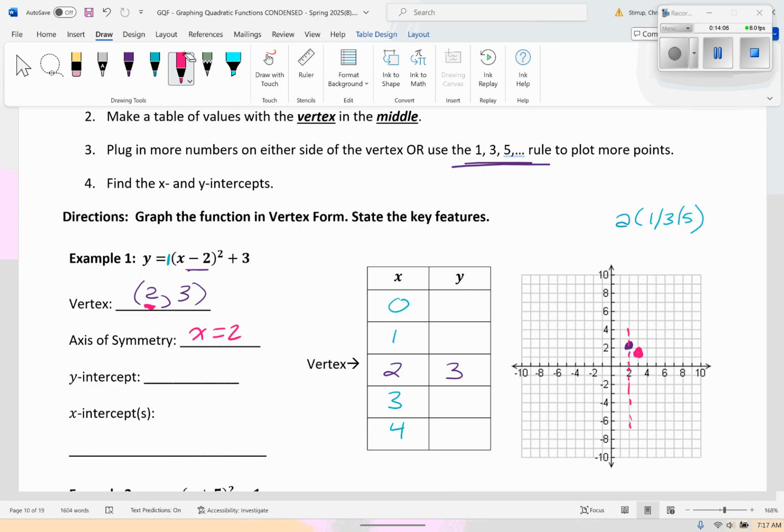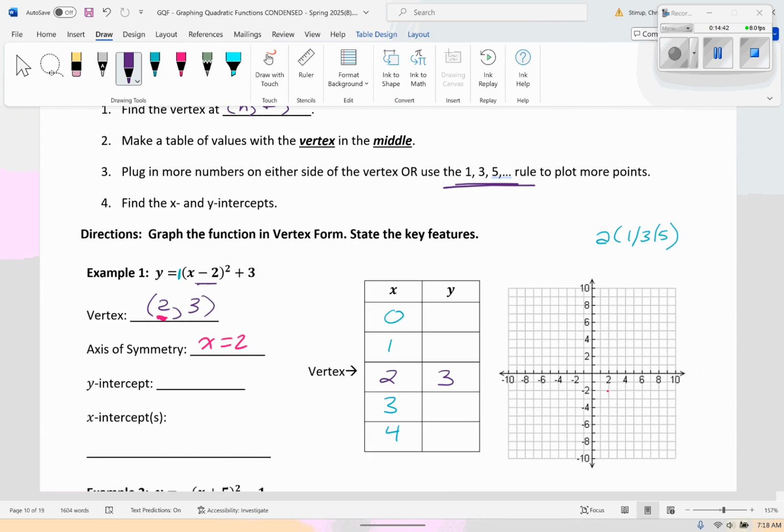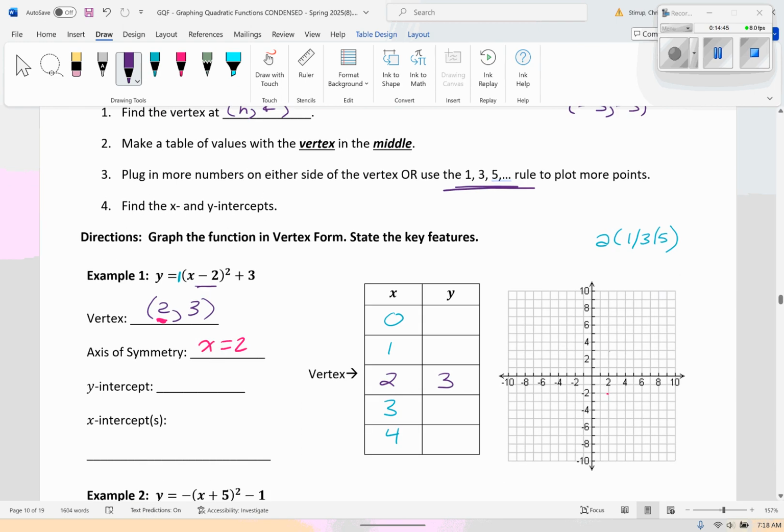I don't know what's going on here. What are you doing to me? Let's just use one color, see if we can make it work. So we have 2, 3, it's right there. I swear I'm not touching it. So right 2, up 3, stay right there. There's my vertex. I don't know what's going on here. Right 2, up 3. Why are you moving on me?